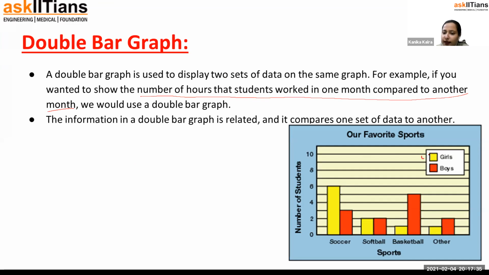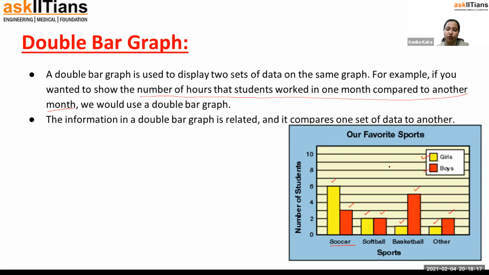In this case, they have taken the data for boys and girls. Like how many students like soccer? Out of girls, it is 6, and boys would be somewhere around 3. Similarly, softball is the favorite for both boys and girls, and the numbers are equal. If we talk about basketball, girls like 1 and boys are 5. And in case of the other games, girls are 1 and the number of boys is 2.